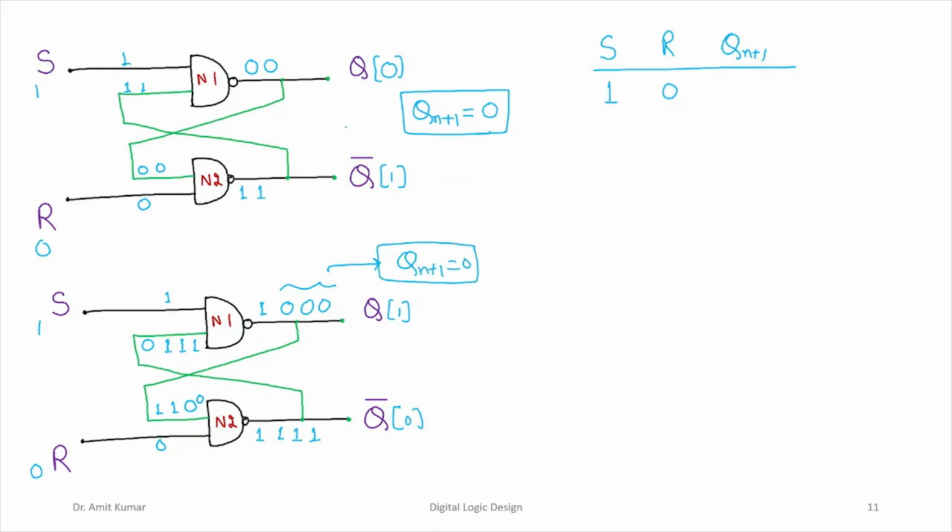right? So irrespective of the value which is previously present at these output terminals, when input S is 1 and R is 0, the output is always going to be present in the reset state. So that is why we call this the reset state of the output.